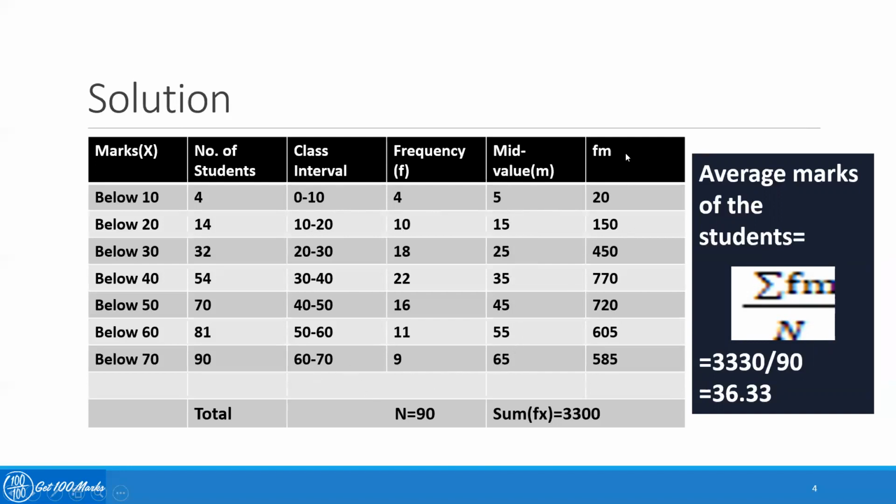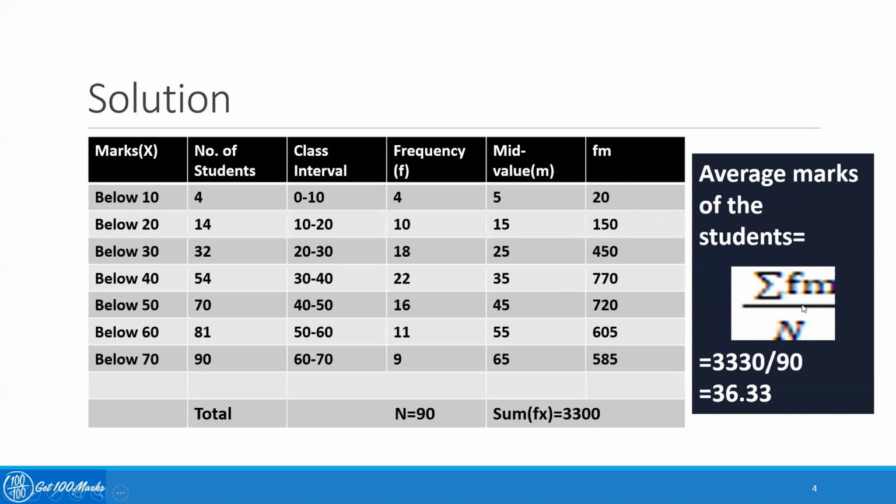The next step is the next column, which is F into M. So frequency 4 into 5 is 20. Frequency 10 into 15 is 150. 18 into 25 is 450. In the same way I have got FM for all of the classes. If I add it, I'll get the total as 3,300 and the total number of students is 90. You can make it out from the second column also, because below 70, all the students have secured the marks. Everybody will be there. So the total number of students is 90.